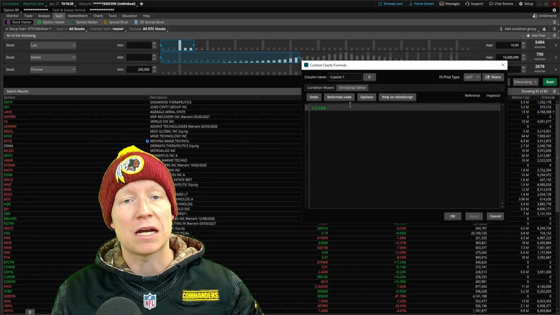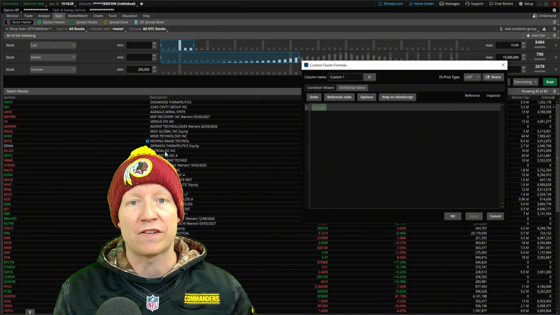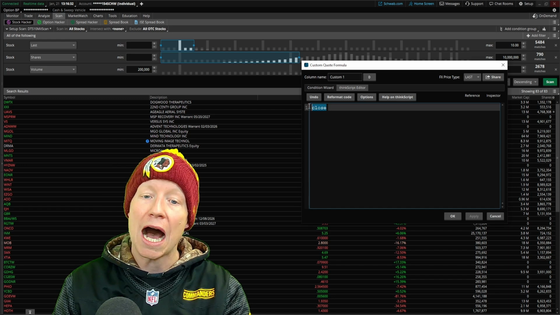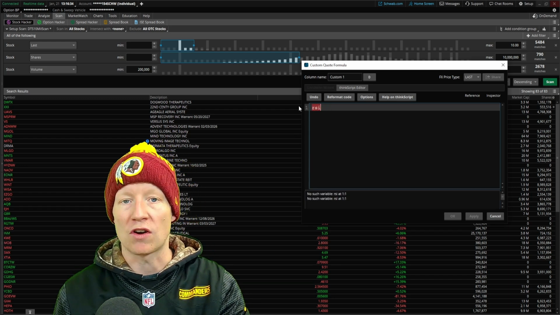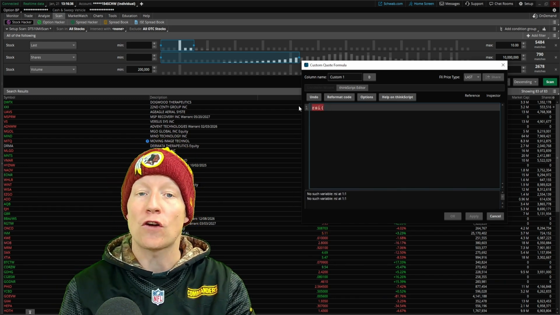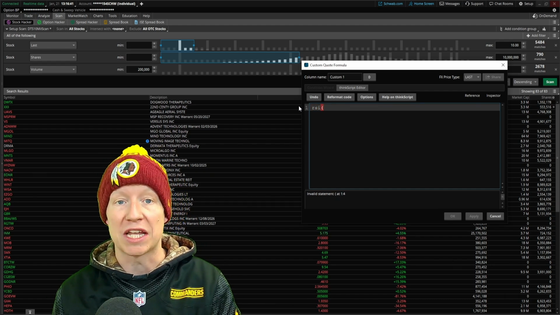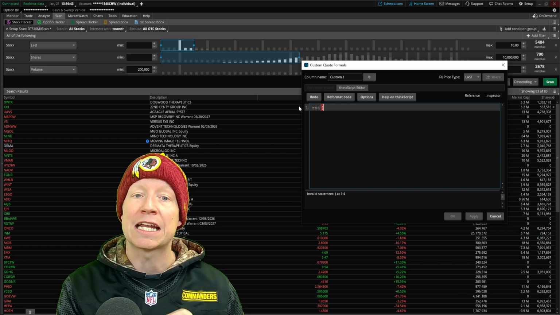The first custom column we're going to build to help us sort to find stocks that are volatile right now is a very easy one. I want to look at the relative strength index value. The first parameter of the relative strength index function is length. By default, that length is set to 14.